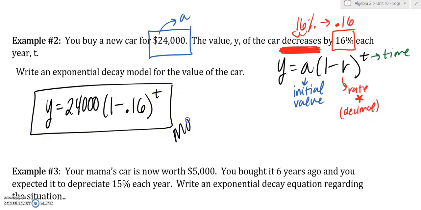This is my model. This person can have this car for 20 years. So they could plug in 20 for T, type it in their calculator, and get how much the car is worth. It depends. Maybe they only have the car for 3 years and then they want to sell it. So they put time in for 3 years, see what they could sell it for. Okay.